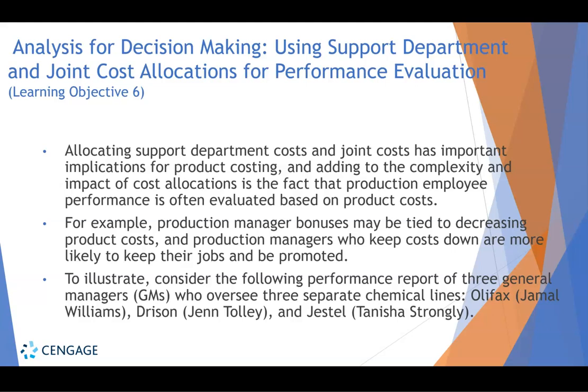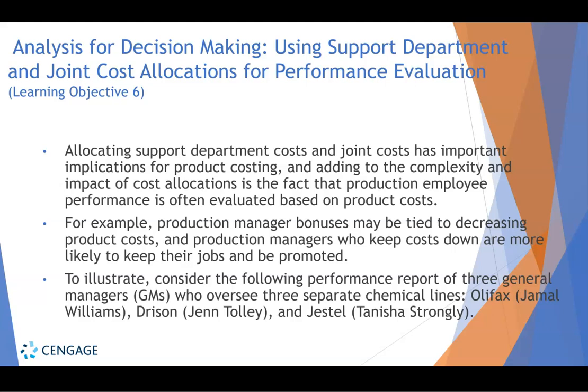Here, when we allocate support department costs and joint costs, ultimately, however we choose to allocate them, are going to have consequences to the product costing. So say a production manager's bonuses may be tied to decreasing product costs, and the production managers who keep costs down are more likely to keep their jobs and be promoted.